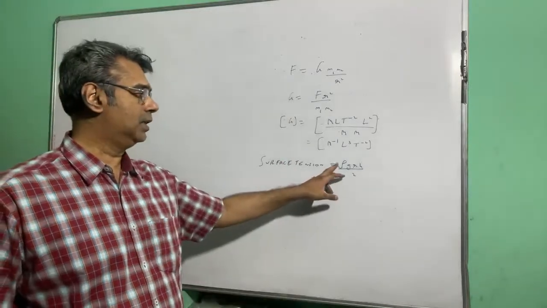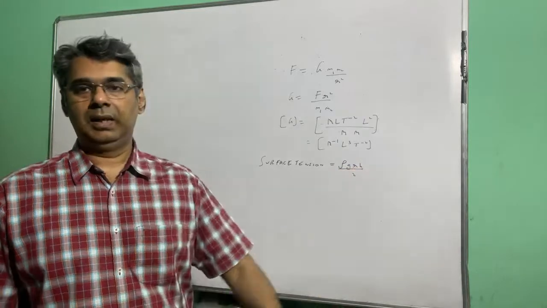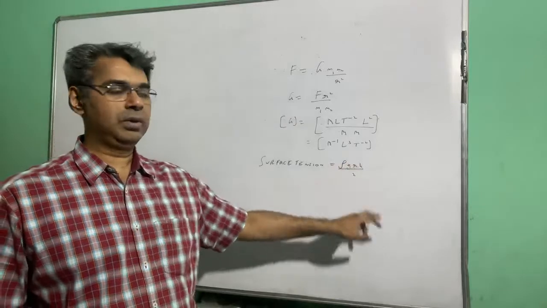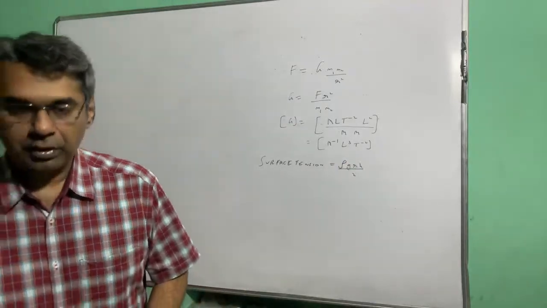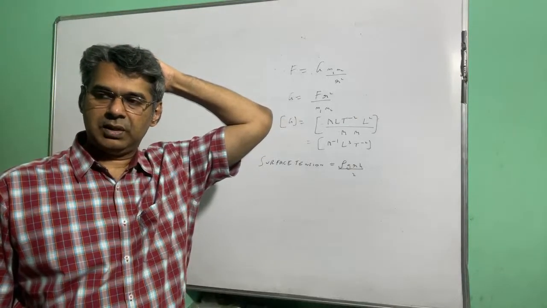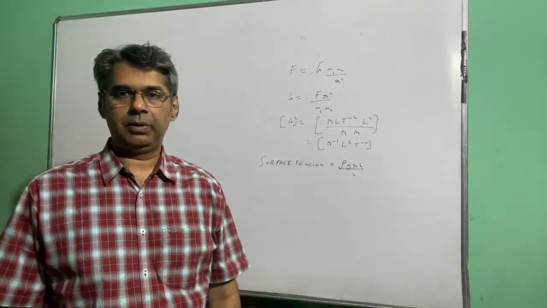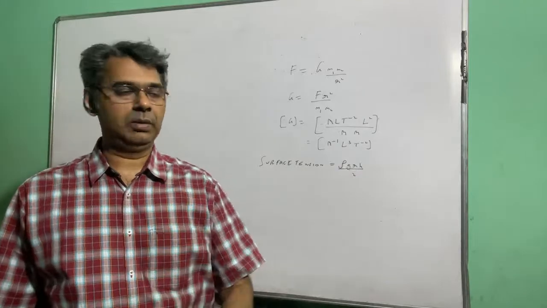The formula is density into acceleration due to gravity into radius into h by 2. So density into acceleration due to gravity, radius stands for radius of the pipe or tube. Surface tension is actually related to liquids, so that liquid will be present in some pipe or tube, mostly tube. So radius of that, and height is the height of the liquid.